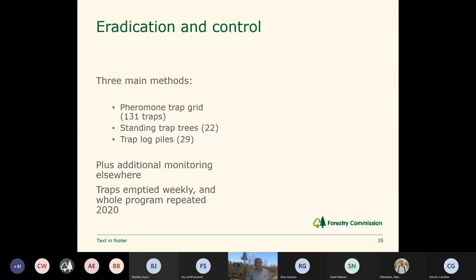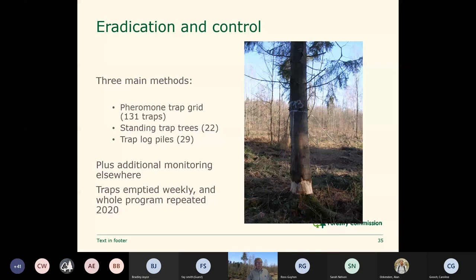The ongoing eradication and control is really through three methods. So we've got this very intensive pheromone trap grid across the site. That's completed 2 years of trapping, and we have hoovered up very significant numbers of beetles that remained across the site in the litter layer. The first year we also retained some standing trap trees and implemented some trap log piles. That was part of the eradication, but part of our ongoing understanding of the beetle and how it moved.